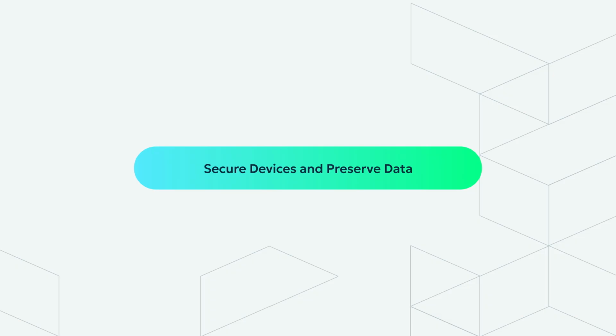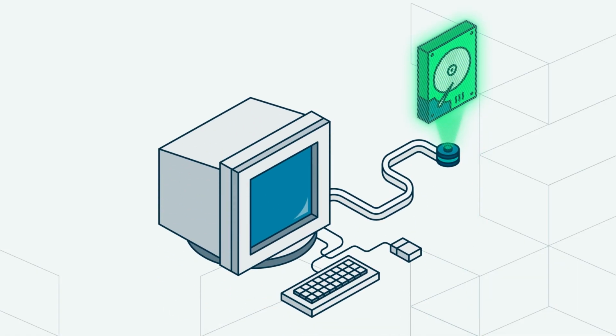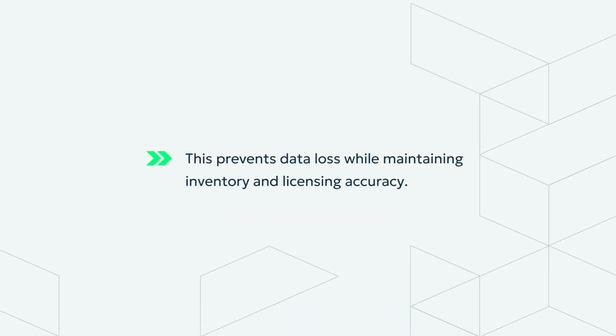Secure devices and preserve data. Next, handle physical assets and data. Company-owned devices should be collected, wiped, and logged for redeployment or disposal. At the same time, business data must be archived or reassigned, such as email inboxes, Teams ownership, and shared project files. This prevents data loss while maintaining inventory and licensing accuracy.